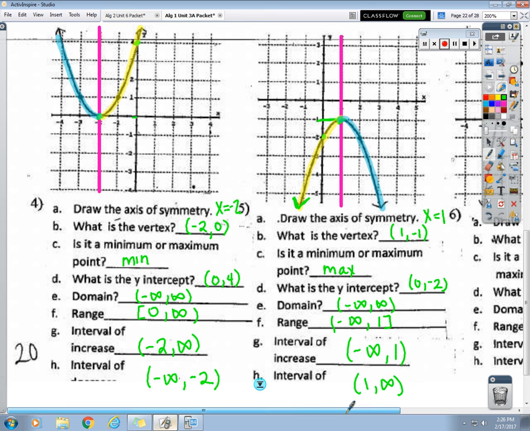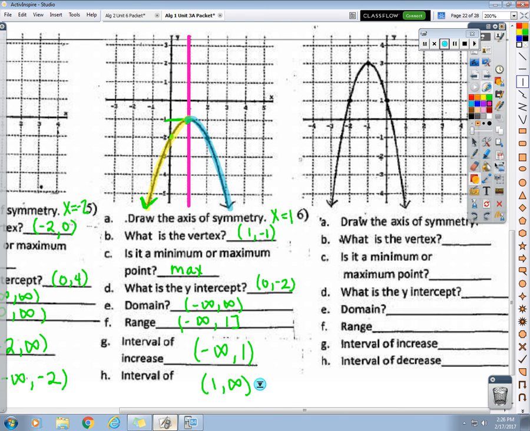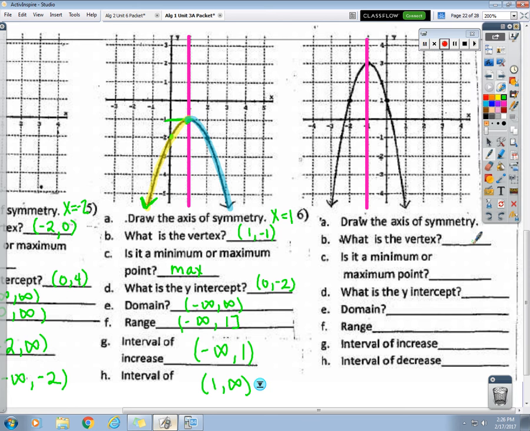Okay, number 6. Okay, the axis of symmetry is right here, which is the equation x equals negative 1. The vertex is now right here because it shifted left 1 and up 3, so that puts the vertex at negative 1, positive 3. Since the parabola opens down, our vertex is a maximum. Since the parabola shifted over and up, the y-intercept is now at 0, 1.